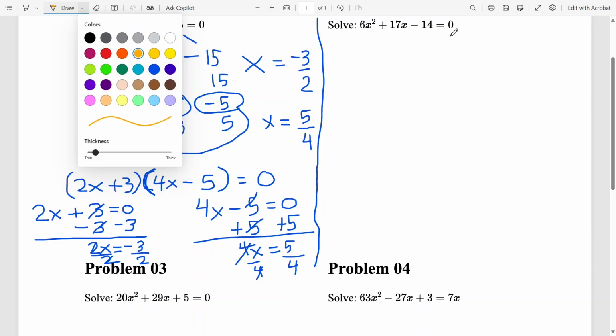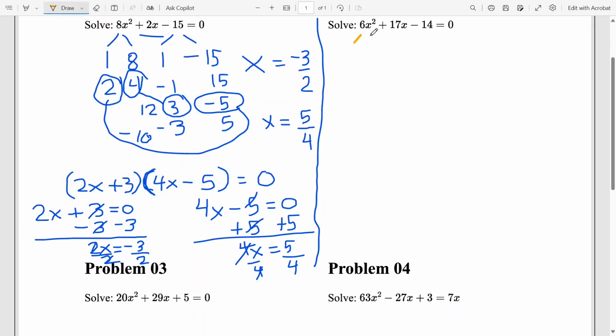All right, so next one we're going to solve 6x squared plus 17x minus 14 equals 0. So I'm going to list the factors of 6. Those are 1 and 6 and 2 and 3. And I'll also list the factors of negative 14. Those are 1 and negative 14, negative 1 and positive 14, 2 and negative 7, and negative 2 and positive 7.